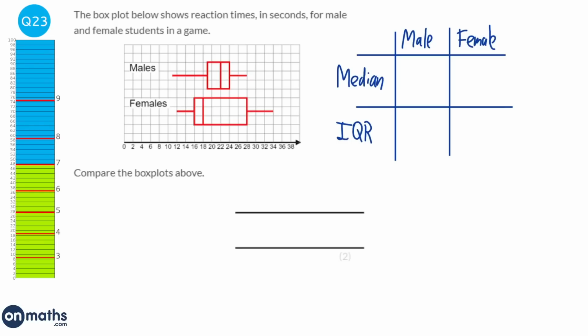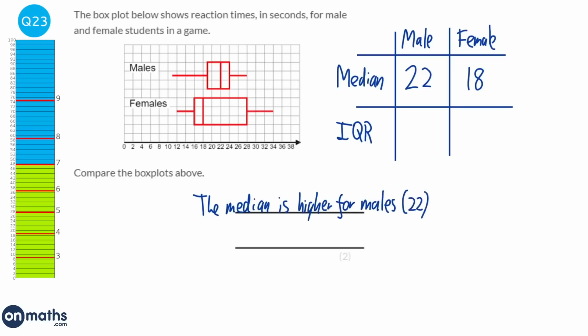So the median for male is this line here, this bit here. And if you look down, that is 22. And for females, it's this one here. If you look down, that's 18. And we just go write a sentence. So you say something like the median is higher for males (22), always show your values, than for females (18). Okay, easy. Next we're going to do interquartile range.